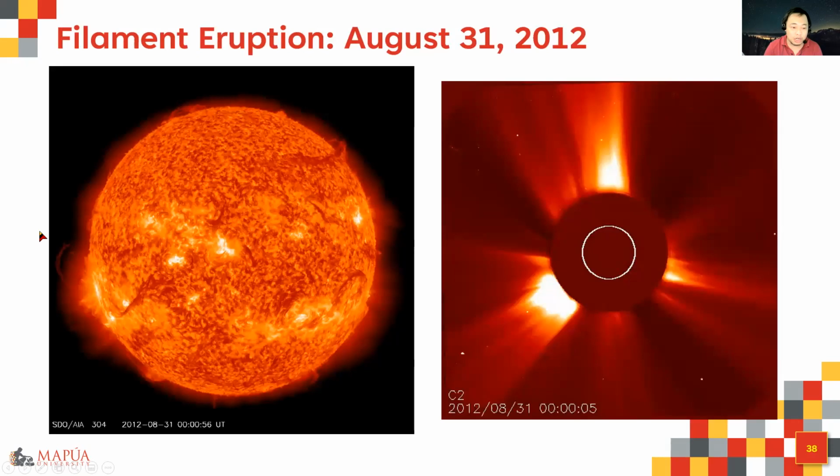Okay, now as I mentioned earlier, not all CMEs come from solar flares. There are CMEs that come from filament eruptions. So if you could recall, using this 304 angstrom image of the sun, this is an image that can be used to describe your corona.